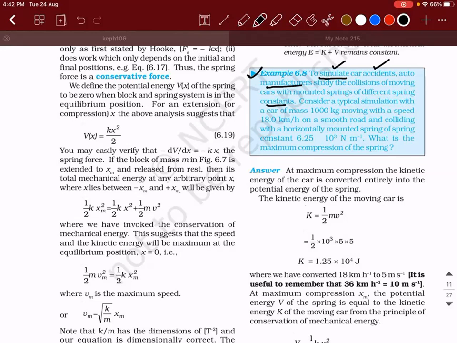Consider a typical simulation with a car of mass 1000 kilogram. Okay, there is a car of mass 1000 kilogram moving with a speed of 18 km per hour on a smooth road and colliding with a horizontally mounted spring of spring constant 6.25 into 10 power 3 Newton per meter. Then what is the maximum compression in the spring? I hope you guys read the question.